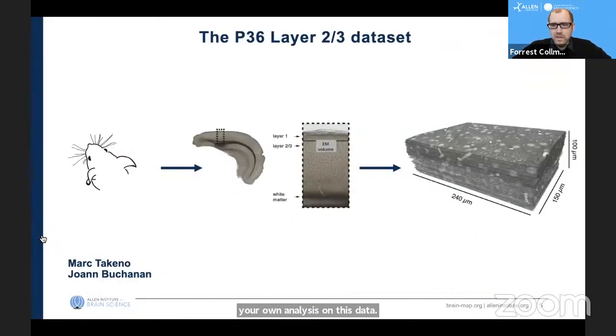All right, so where does it start? It starts with the histology. Today we're going to focus on the data set that's already been made publicly available. That's a data set from layer 2-3 of a P36 mouse.